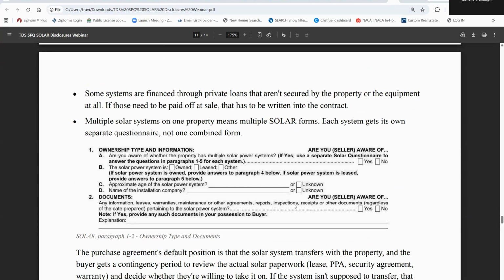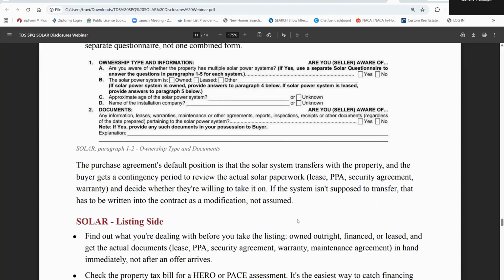Is that a thing? Yes, I have seen homes with two separate systems where they bought one originally, maybe they decided it wasn't enough power, they had a secondary one put on at a later date. And they might have completely different ways that they're showing up on title or ownership.